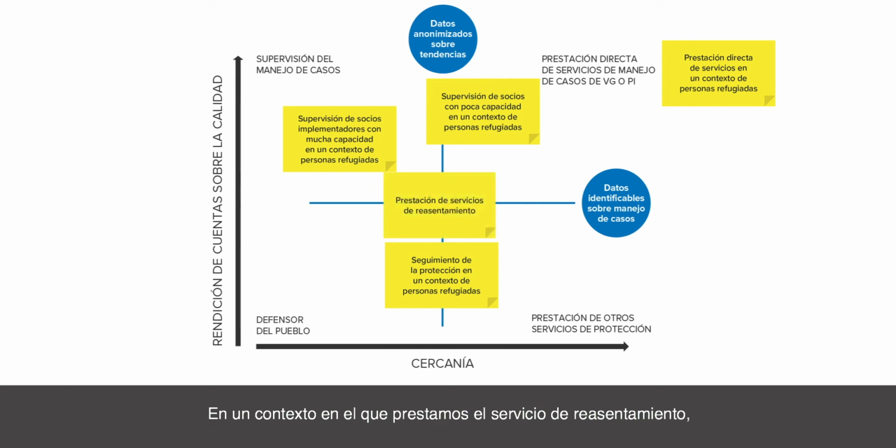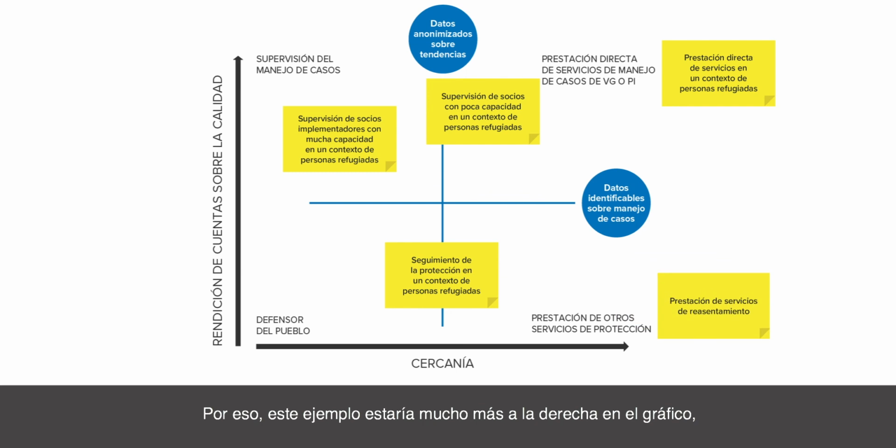So in a context where we're doing resettlement service provision, this is going to be really far right on that proximity, right? Because we're going to be doing that direct service provision. But again, there's not going to be a high level of accountability for the overall quality of gender-based violence or child protection case management. This is going to be very much specific to the accountability for that specific case. So this example would be further to the right, but it would be lower in terms of that accountability, because really what we're looking at is that specific case, not overall programming.